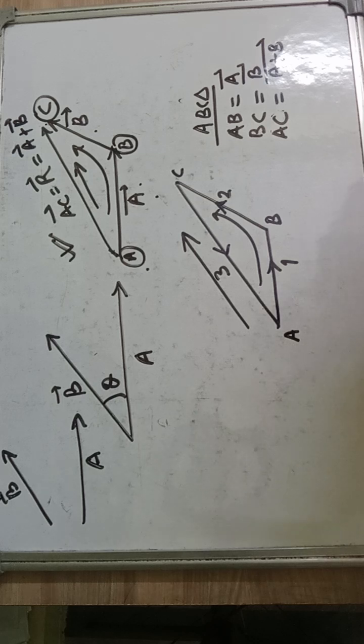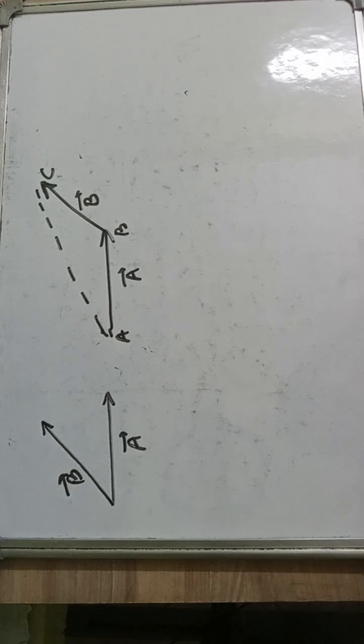This is graphical or geometrical method of getting resultant vector when two vectors A and B are added. This is a triangular method to get the resultant vector. The other method is parallelogram method of vector addition.